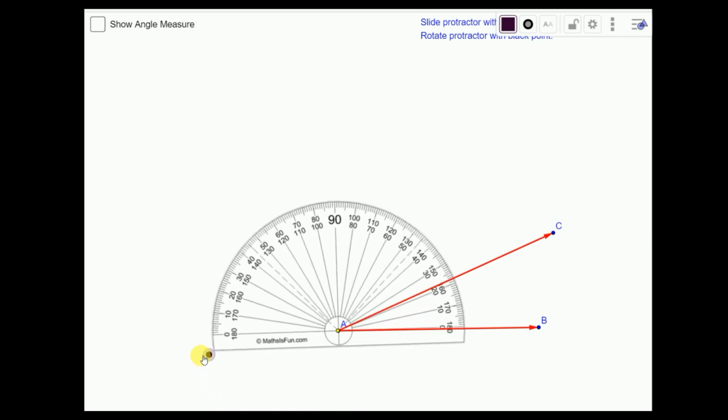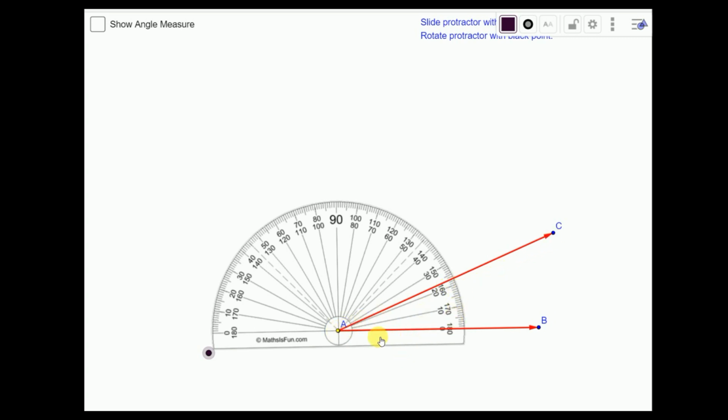Until the 0 degree is placed on AB exactly. This is not the 0 degree line, no. This is the 0 degree line, so be careful. Now, I should check through which dash the second side AC is passing through.